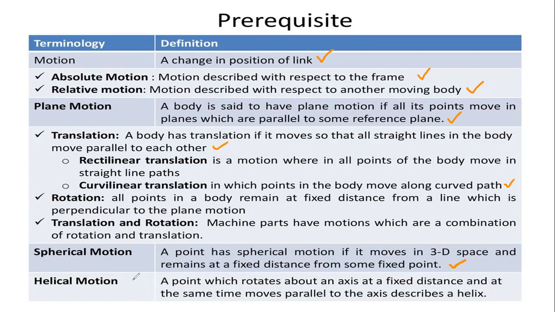In this helical motion, the point rotates about an axis at a fixed distance and at the same time it moves parallel to the axis, which describes a helix. So it is described in the helix form, and at the same time it moves parallel to the fixed axis.